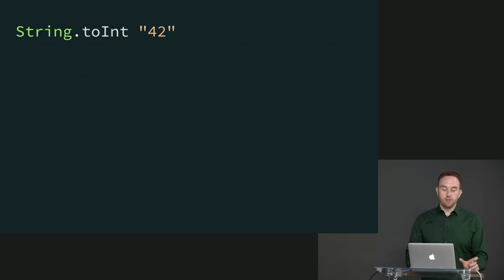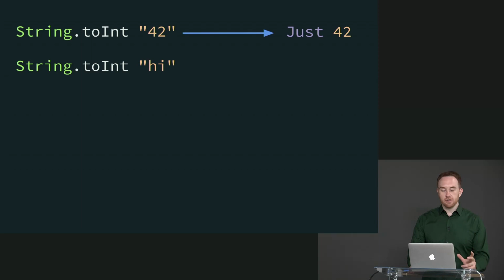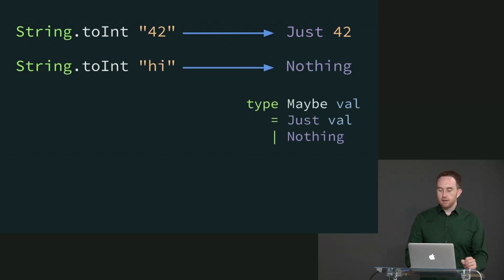String.toInt 42 is the exact syntax that we would use. It's not called parseInt, it's called String.toInt. That'll give us back Just 42. String.toInt hi will give us back Nothing. So the same way that we saw earlier, Maybe has this type variable indicating that it can be used with a variety of different things. In the previous section, we saw it being used for strings with the avatar URL example. Here we see it being used with numbers.